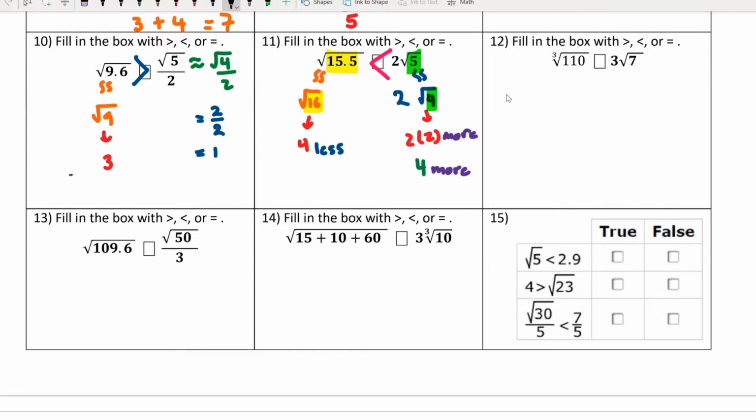Cube root of 110. The nearest perfect cube number close to 110 is 125, and the cube root of 125 is 5. We do the same on the other side. The nearest perfect square number to square root of 7 is square root of 9. I'm going to bring down 3. So that will be 3 times square root of 9, which is 3, giving 9. Draw the inequality sign that eats the bigger guy.